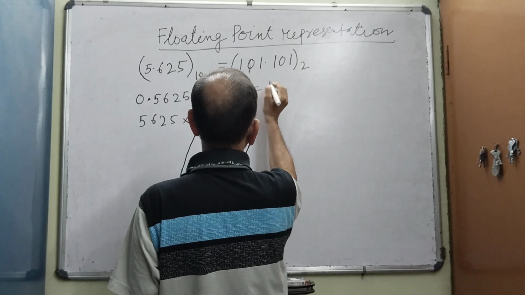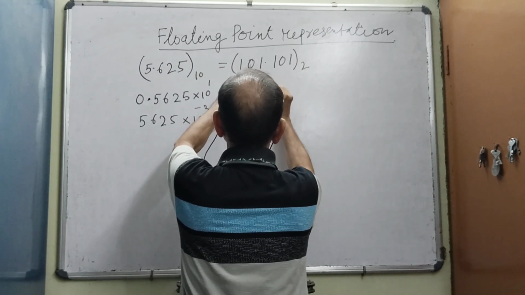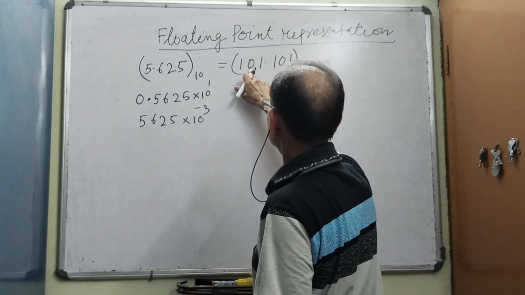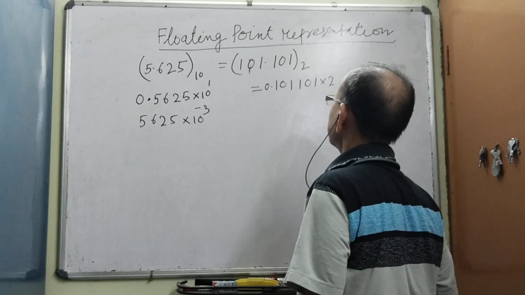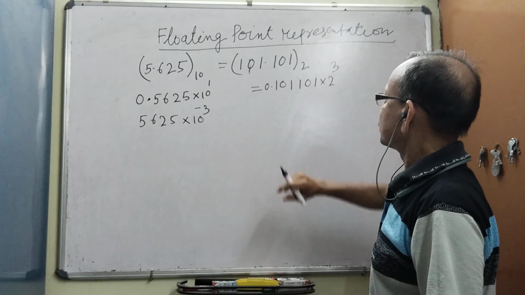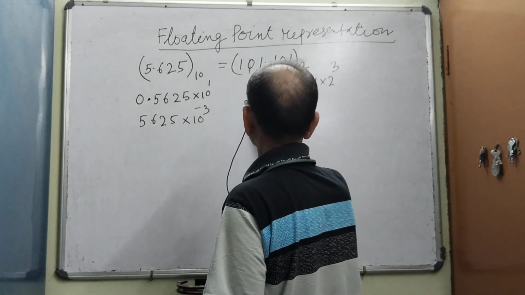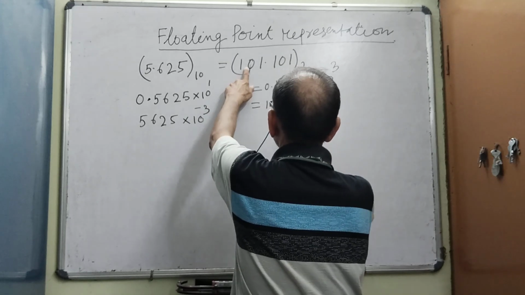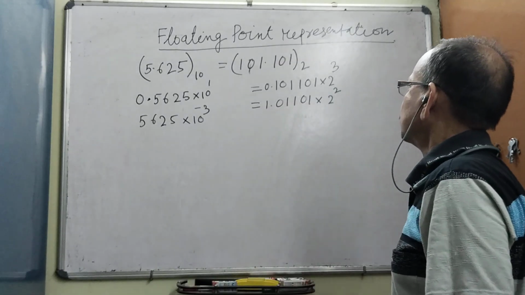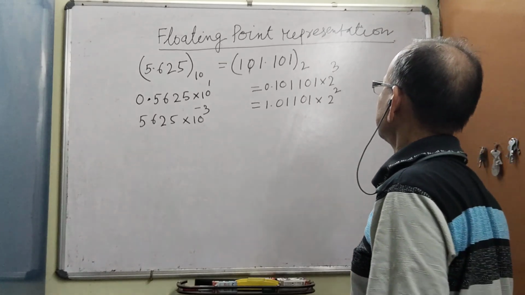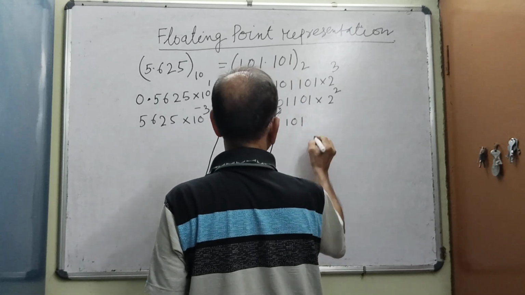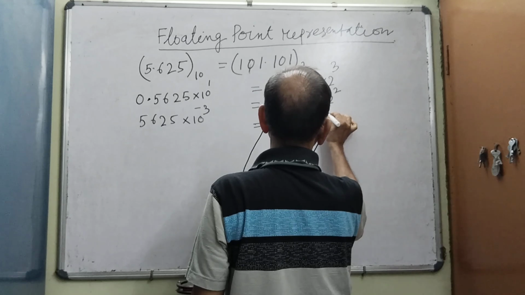We can write, as for example, if I write 0.101101, then how many points? 1, 2, 3. So 2 to the power plus 3. So you can write not 10 to the power here, as it is binary form. If I write 1.01101, then we can write 2 to the power 2. Or if I write 101, then 2 to the power how many times? 2 to the power minus 3.